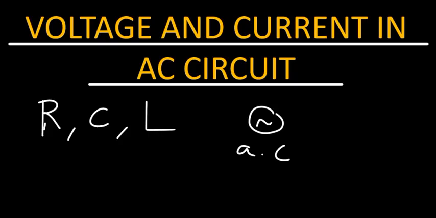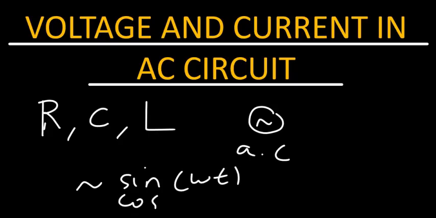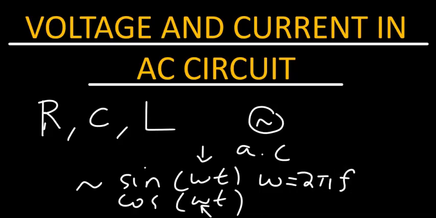The output of an AC generator is sinusoidal and varies with time. For example, as a function of sine or cosine of omega t. Omega here represents the angular frequency of the signal. It is related to the usual frequency, which is quantified in hertz in the following manner: 2 pi times f, where f is the frequency quantified in the units of hertz.